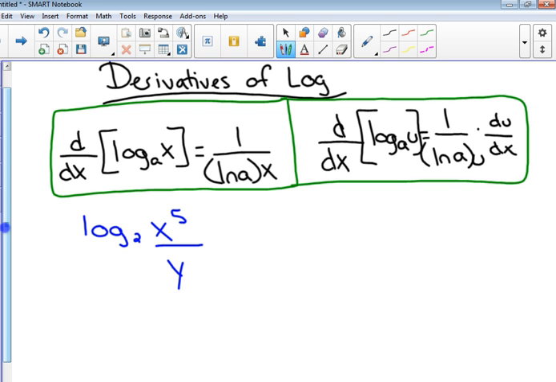Log 2, that's connected. Where would the exponent go? Good, this goes out to the front. Exponents move to the front. Good, minus log. Oh, sorry, log 2y, you're right.